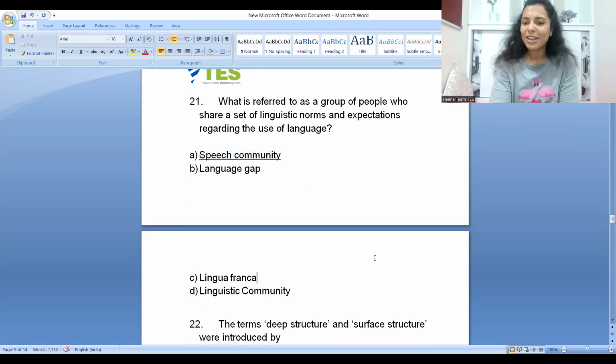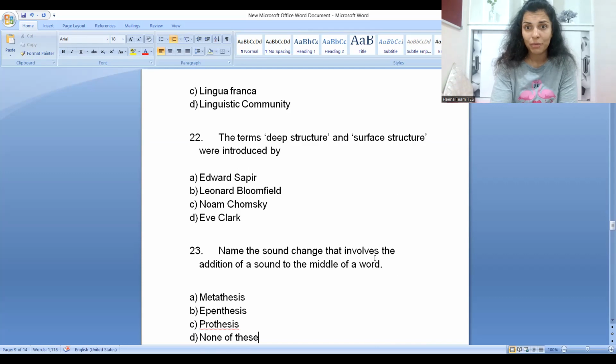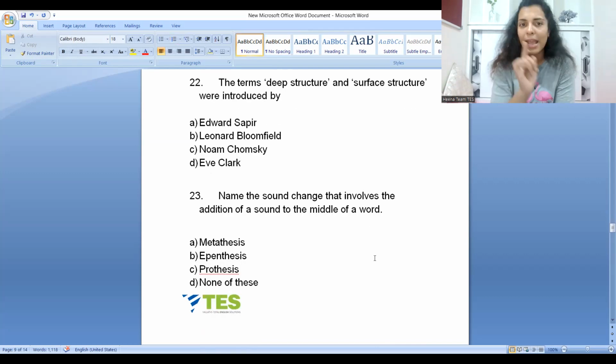Okay. Question number 22. The terms deep structure and surface structure were introduced by A, Edward Sapir, B, Leonard Bloomfield, C, Noam Chomsky, or D, Eve Clark. Deep structure, surface structure, easy, Noam Chomsky. So the correct answer is option C, Noam Chomsky.